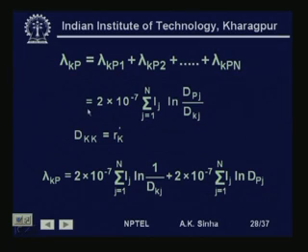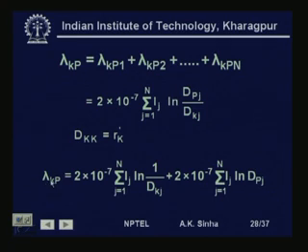Therefore, this is equal to 2 into 10 to the power minus 7 sigma j equal to 1 to n Ij ln D_pj by D_kj. Now, here we have used this relationship D_kj, and for the same conductor, that is D_kk, basically its own distance will be equal to r'.